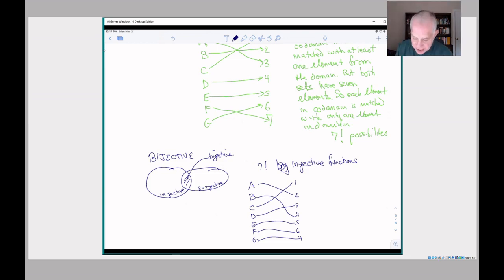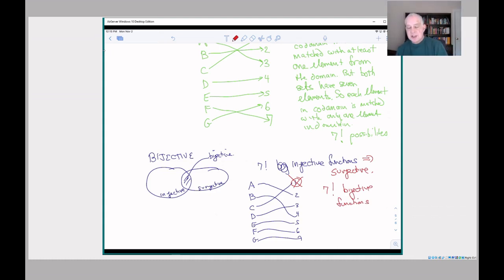Because let's argue by contradiction. If there was an element of the codomain that was missed, if this supposedly injective function were not surjective, that would mean one of them was missed. Let's say this one. Say this one was missed by the elements coming from the domain. Well, then you would have 7 elements on the left and only 6 elements on the right, which would mean that at least something on the right would have to have 2 lines coming to it. But then it wouldn't be injective. So what that means is that each of these things on the right has to get hit. And so every injective function is in fact surjective in this case. And so we have 7 factorial bijective functions.